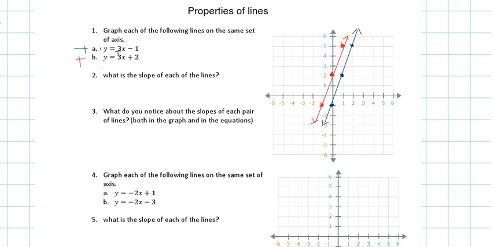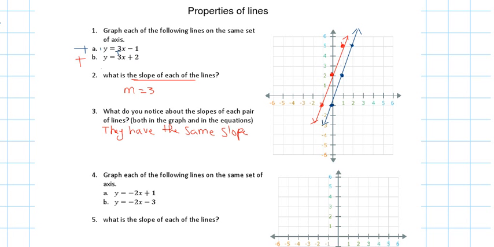Now, let's talk about the slope. What's the slope of each line? 3. What do you notice about the slope of each pair of lines, both in the graph and the equation? So, what do you notice about the slope? They're the same. They have the same slope. And I can say that because they have the same slope, I can see on the graph also that they are two lines that are never going to meet.